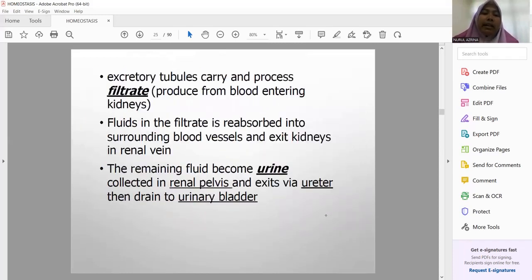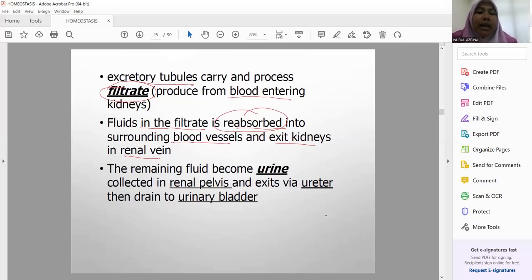Those excretory tubules, the proximal tubule, the distal tubules, and other ducts like the collecting ducts, carry and process filtrate. Filtrate refers to the materials filtered by the glomerulus of the kidney. The excretory tubules carry and process the filtrate produced from the blood entering the kidney. Fluid in the filtrate is reabsorbed into the surrounding blood vessels and exits the kidney in the renal vein. So all the filtrate will travel along the renal tubules and some components will later be reabsorbed into the surrounding blood vessels.